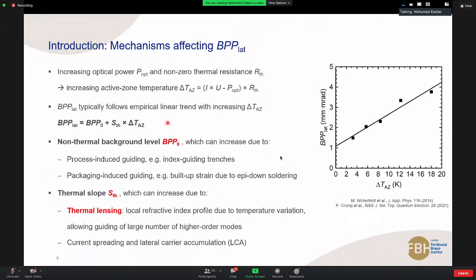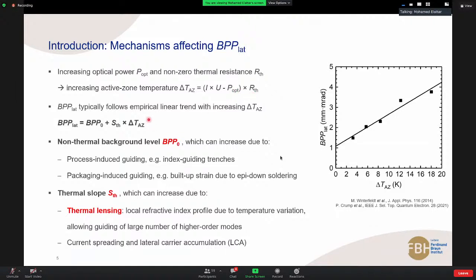So like any other device, broad area lasers have non-zero thermal resistance. So with increasing optical power, it experiences increasing active zone temperature, which is calculated using this formula. So it's the difference of the electrical power and optical power multiplied by the thermal resistance.